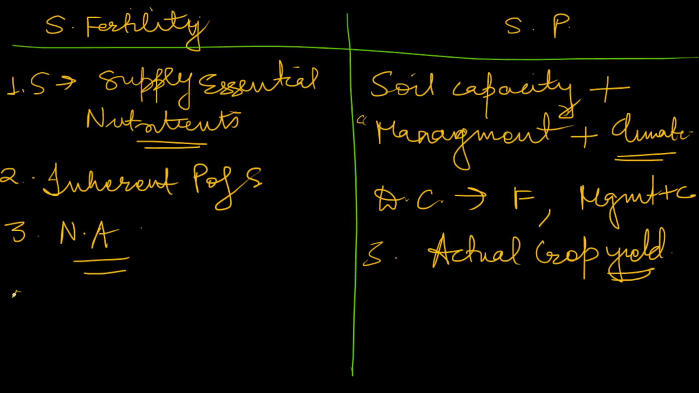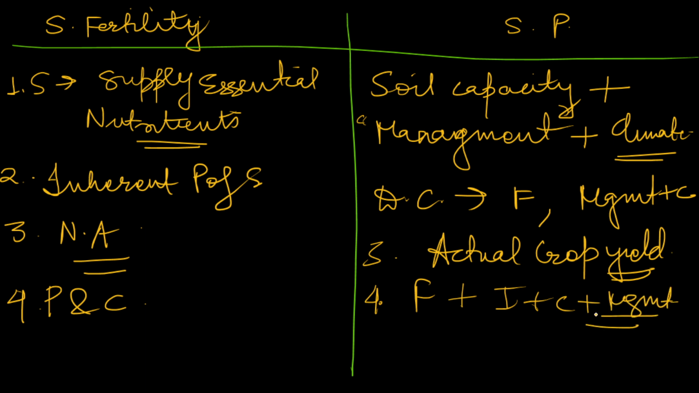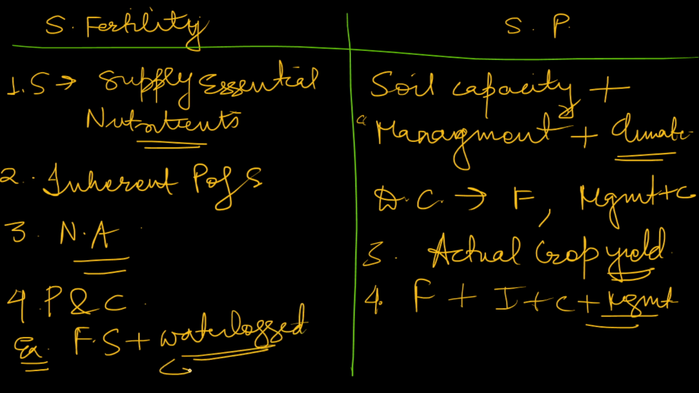Now dependency. Soil fertility depends mainly on physical and chemical properties of soil. But soil productivity depends on soil fertility, and there are also other factors such as irrigation, climate and management, which I have talked about in the first point, so you should know that. You can add an example here: a soil may be fertile but waterlogged and thus unproductive. Suppose there is a fertile soil but it is waterlogged. Will it be a good productive soil? No, it will be unproductive.